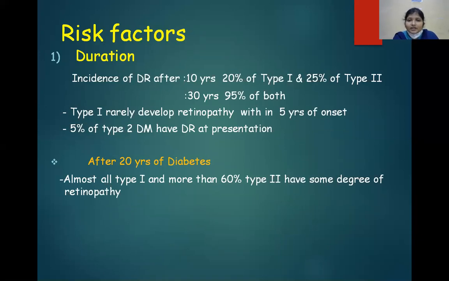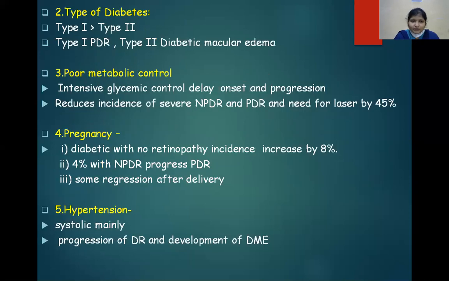In type 1, they rarely develop retinopathy within the first 5 years of onset. Whereas in type 2 diabetes mellitus, about 5% of the patients have diabetic retinopathy at the presentation of disease. And after 20 years of diabetes, almost all type 1 patients and more than 60% of the type 2 patients present with some degree of diabetic retinopathy.